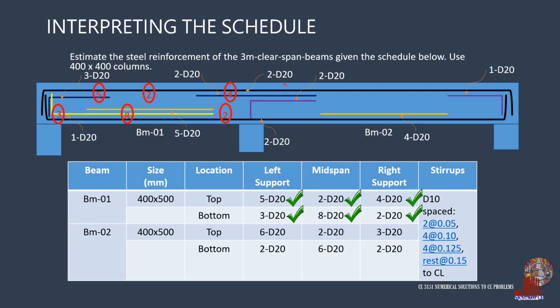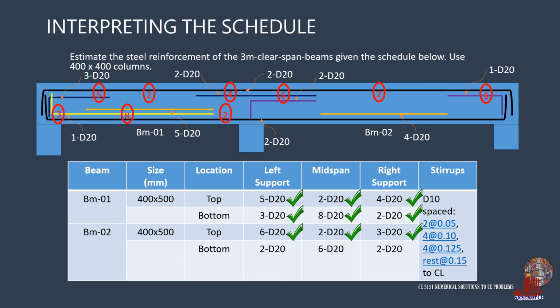For beam 2 top bars, the left support carries 2 continuous, 2 semi-continuous, and 2 cut bars, which equal to 6D20. Top midspan has only 2D20. Then the right support contains 2 continuous and 1 cut bar, which equal to 3D20.